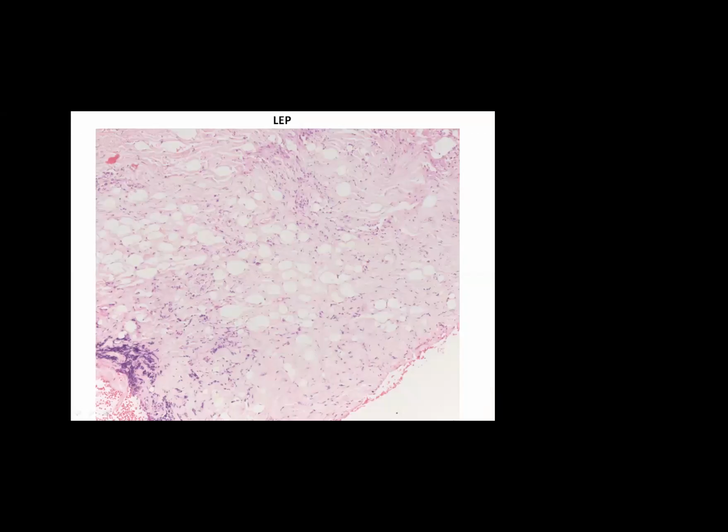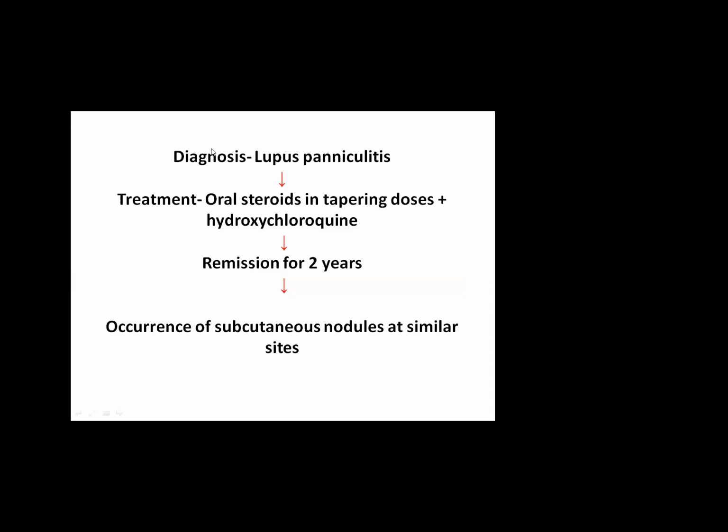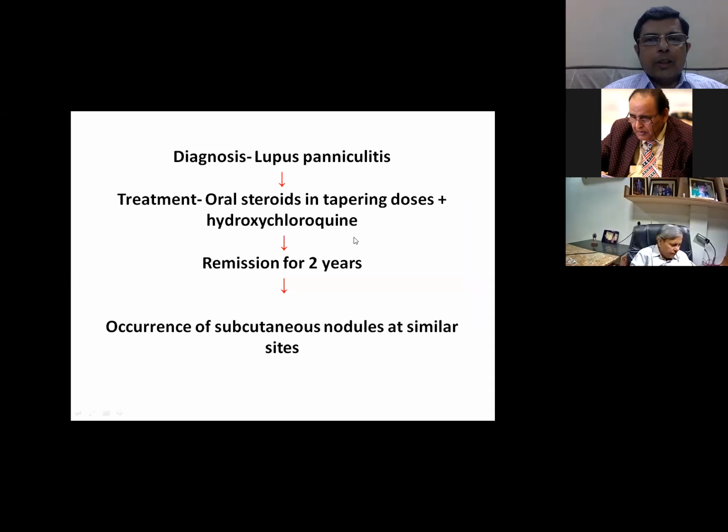So, based upon these histopathological features of a thickened basement membrane zone, focal interface change, pigment incontinence, a superficial and a deep perivascular and periappendageal infiltrate, and a sclerosing lobular panniculitis, I was very sure that what I had thought of earlier as a clinical diagnosis of lupus panniculitis was indeed that diagnosis. The patient was started on tapering doses of oral corticosteroids and maintenance treatment with hydroxychloroquine. Steroids were stopped, hydroxychloroquine was continued. Patient went into remission. This treatment was given for about 2 years and then stopped.